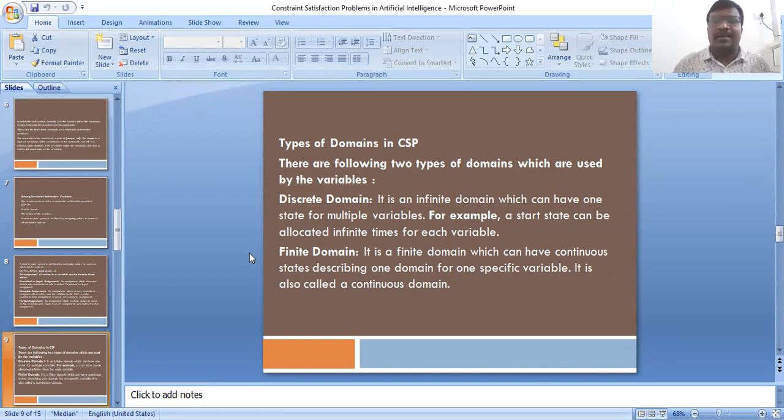The second one is the finite domain. It is a finite domain which can have continuous states describing one domain for one specific variable. It is also called the continuous domain.